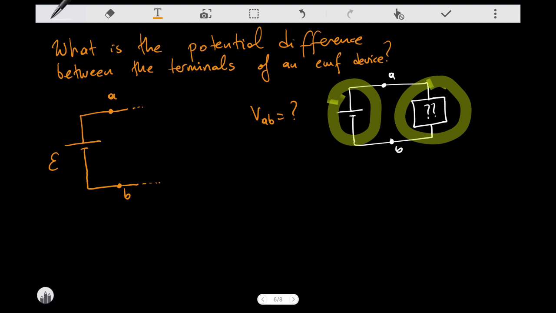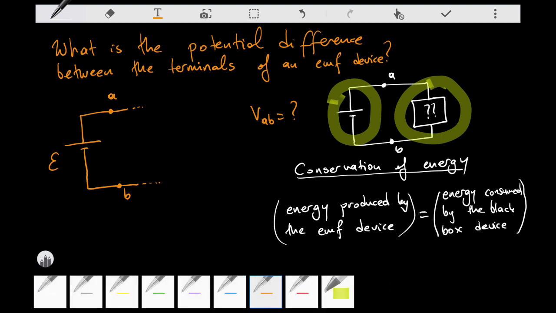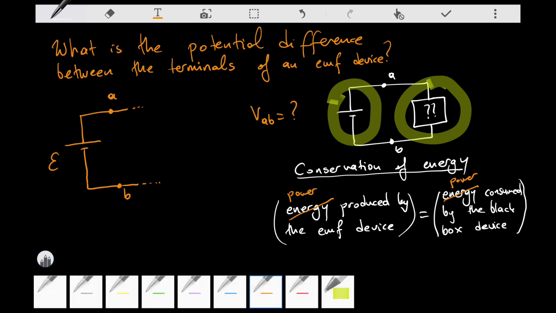So I'm going to write down the conservation of energy statement in here. The energy produced by the EMF device should be the same as the energy consumed by the black box device. We can also express this in terms of not the energy but the power. So I can cross out the energy statement in here and write power for each side. The power produced by the EMF device is equal to the power consumed by the other device. So we have formulas for both of them.